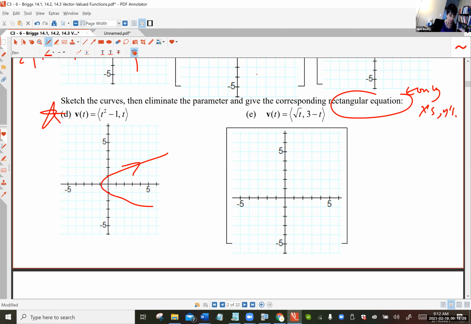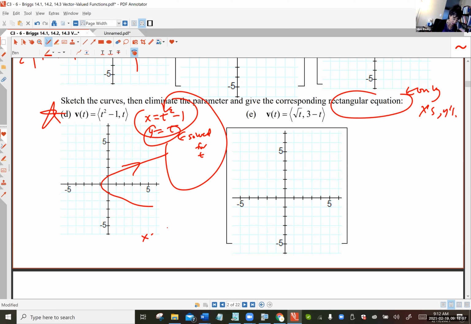Now, how do you eliminate the parameter? This one's super easy. First, I write down the two equations where I have x equals and y equals. That's how I start. Then I look at the two equations and ask, which one of these is the easiest to solve for t? It turns out this one's already solved for t, like t is equal to y, so I don't even have to do any work for this one. Then you plug that t into the other equation. So x is equal to y squared minus 1 is the single rectangular equation. And that is exactly what the graph of x equals y squared minus 1 looks like. Success, and we're done with letter D.